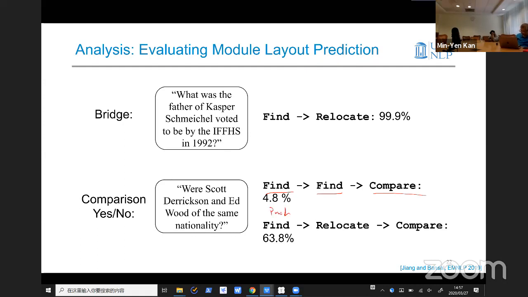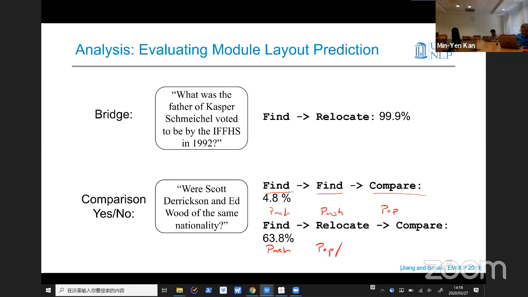So in this case, the compare is expecting two attentions, but if it only finds one, then what happens? I think they have a placeholder. No op. So it just compares with nothing. So this is actually not right.